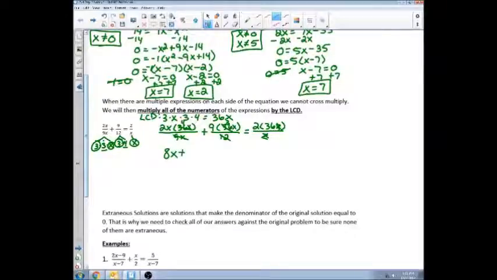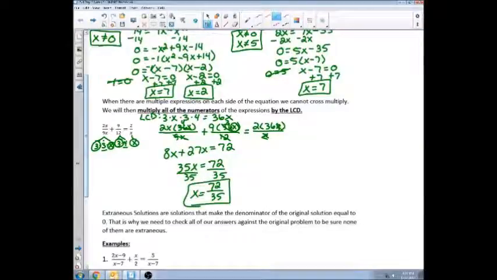Plus 9 times 3, which is 27x, don't forget about the x right here, is equal to 2 times 36, which is 72. Now I can combine like terms, so 8x plus 27x would get me 35x is equal to 72. From here, what I can do is divide by 35. So x would equal 72 over 35, and I am done.